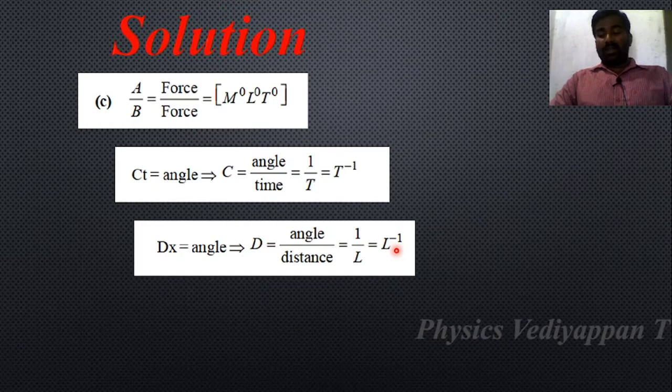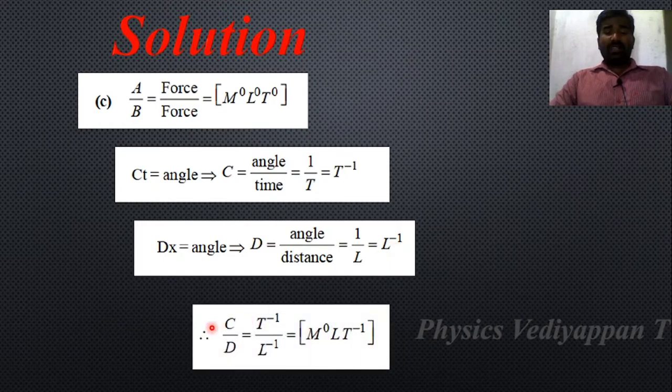So finally, rearranging, we get C by D is equal to T inverse upon L inverse. In this, L inverse goes to the numerator, so we get T inverse and L. Finally we write in the full format like M power 0, L, T power minus 1. This is the correct answer for this question.